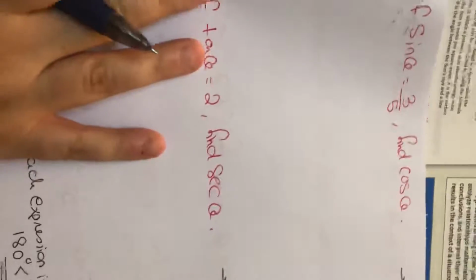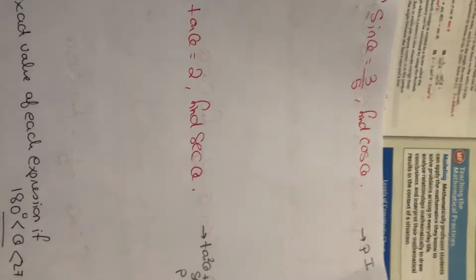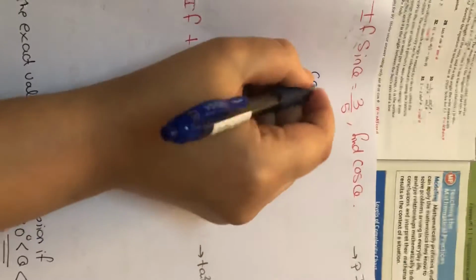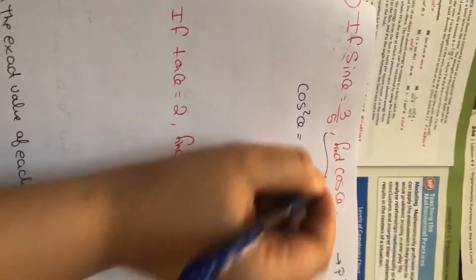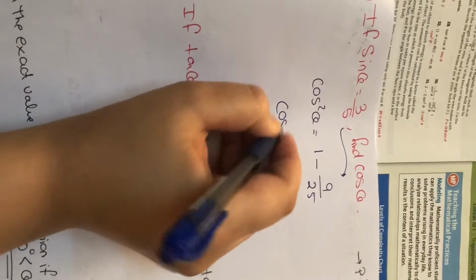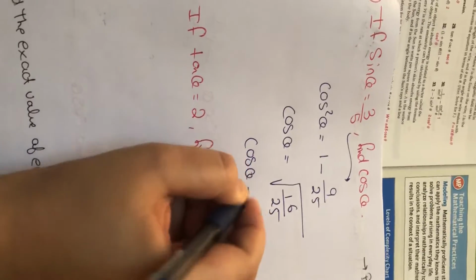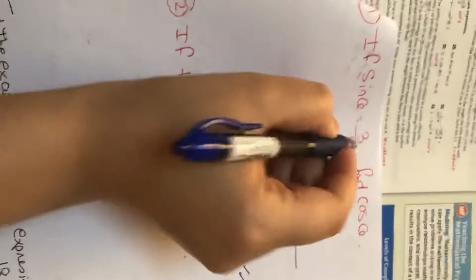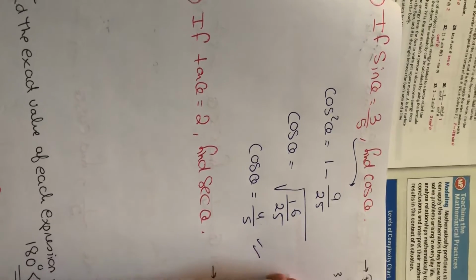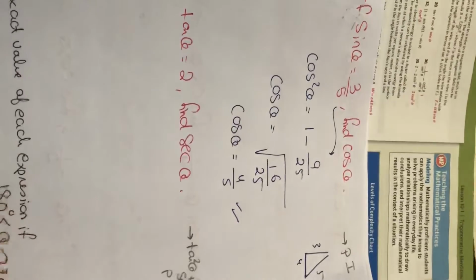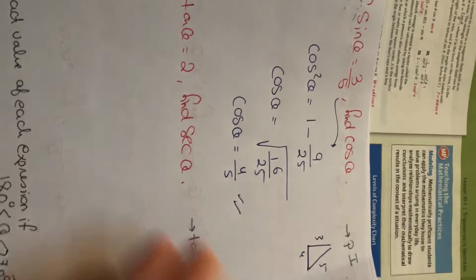If you can, pause and start trying to solve. For this one, I obviously just need sine and cosine, so I just need the Pythagorean identity. So cosine squared theta is equal to 1 minus 9 over 25. I directly squared this. So cosine theta is equal to root of 16 over 25, so cosine theta is equal to 4 over 5, and I'm done. If you know that there's a special right triangle, that's 3, 4, 5, you can easily think if sine is 3 over 5, cosine is 4 over 5. But anyways, this is the way.